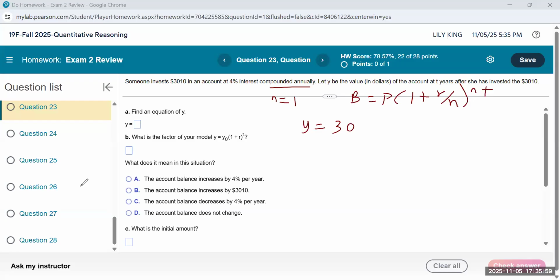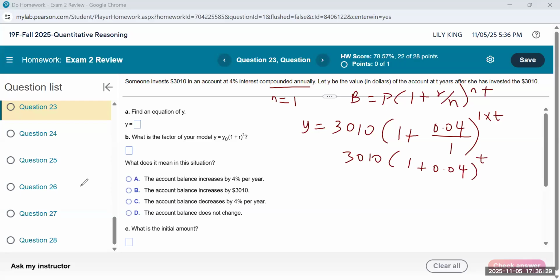We have 3010, 1 plus the rate is 4%. You have to convert to a decimal. Your n is 1, and you have 1 times your t. So 3010, 1 plus 0.04 exponent t.